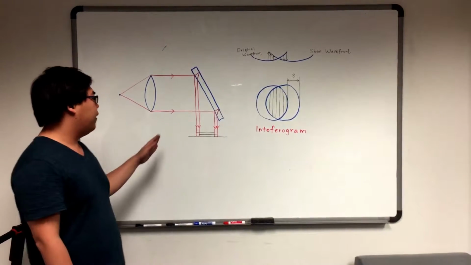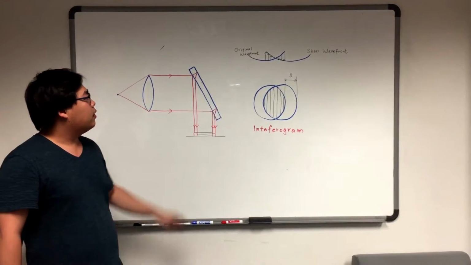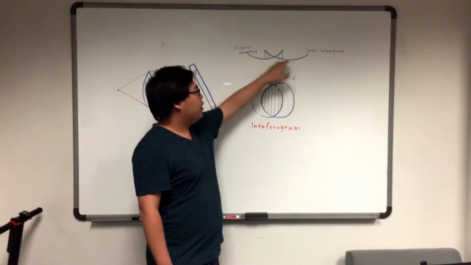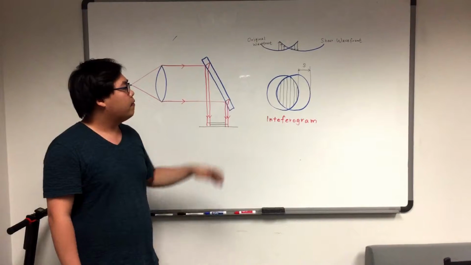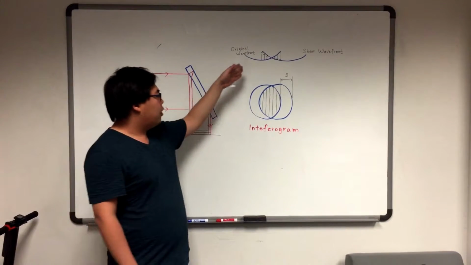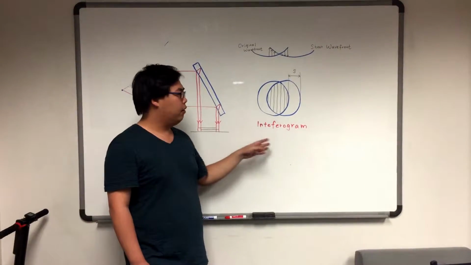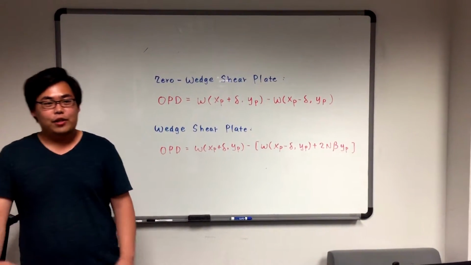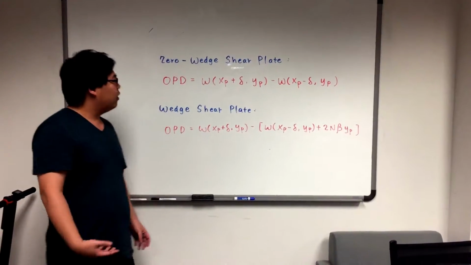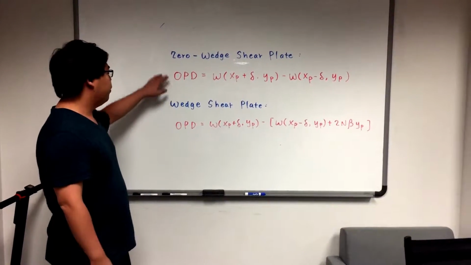For example, if you have defocus in your optical system, here you have the original quadratic wavefront shifted by the shear distance, which gives you the sheared wavefront. By analyzing the optical path difference between the two wavefronts, it will result in straight line fringes on the interferogram. So a shear plate interferometer measures the wavefront error difference function rather than the wavefront error directly. The resulting OPD between two sheared wavefronts is expressed by these two functions.